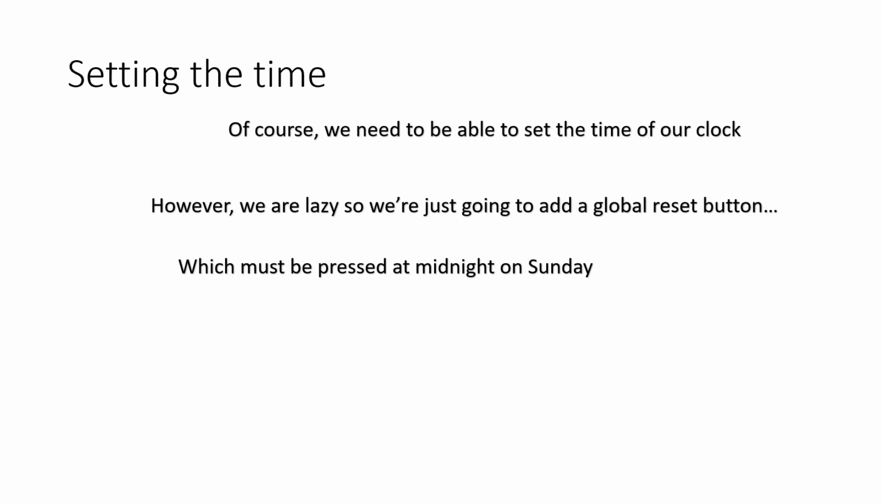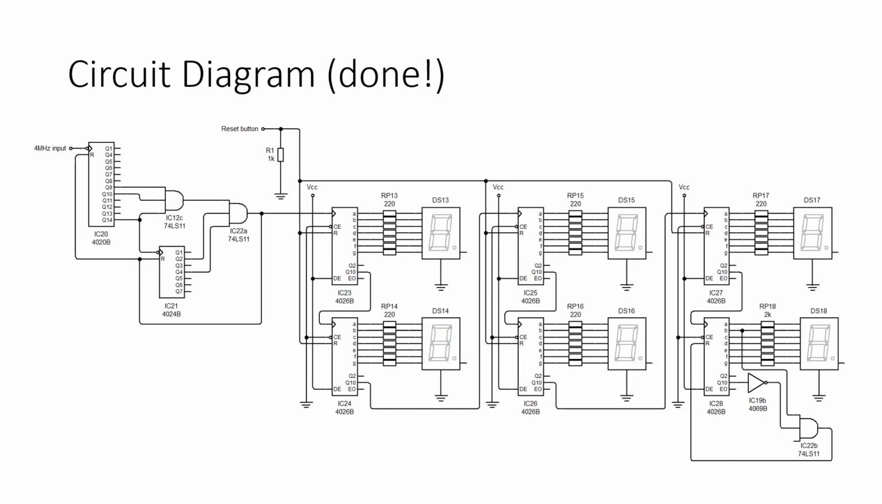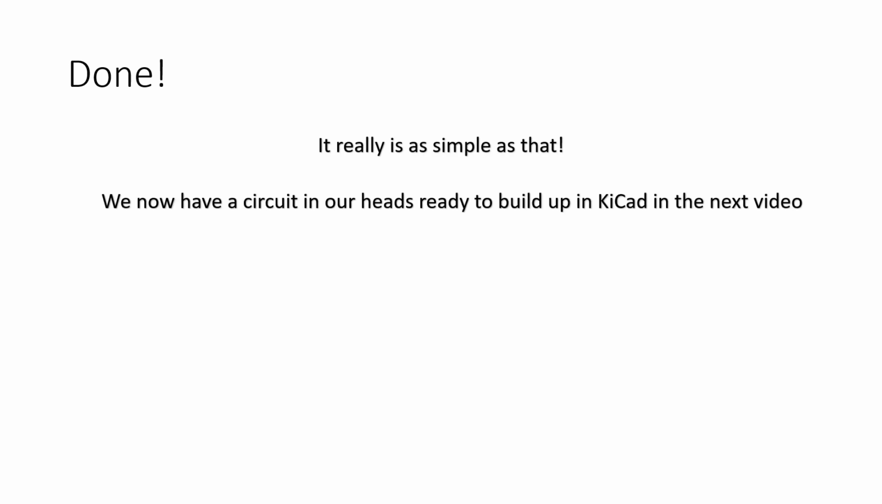And here's our final circuit diagram. Doesn't it look beautiful with our reset button, the logic to detect when the final digit reaches a 7, the logic to detect when the counter reaches 675 to reset to give us our weird 11.6 Hz clock. Wonderful. And that's it. Circuit design really is as simple as that. We've now got everything in our heads ready to build it up in KiCad for the next video.